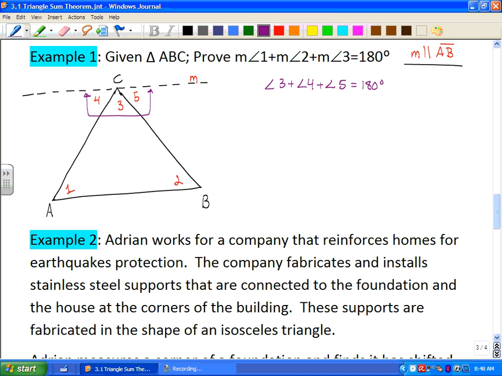Does everybody understand that? Everybody see that? Those three angles form a line. Therefore, they equal 180 degrees.